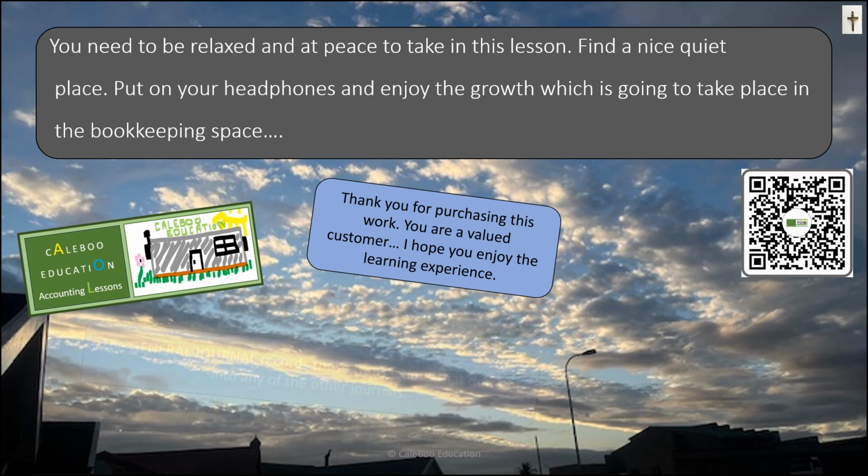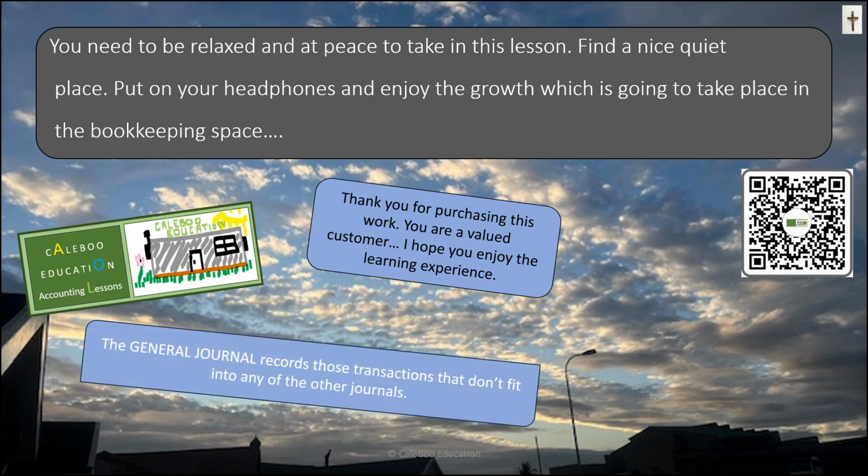And in today's lesson, I'm going to be looking at the general journal, which records those transactions that don't fit into any other journal. So we're going to be looking at the general journal. This journal is a little bit different to the others, and I will point out the differences as we move along. Enjoy the lesson.